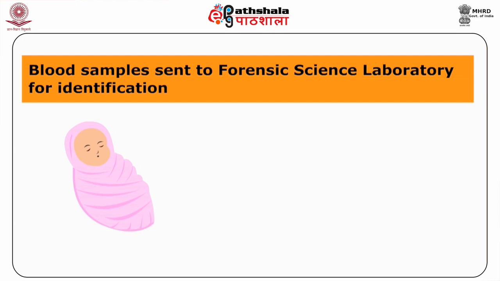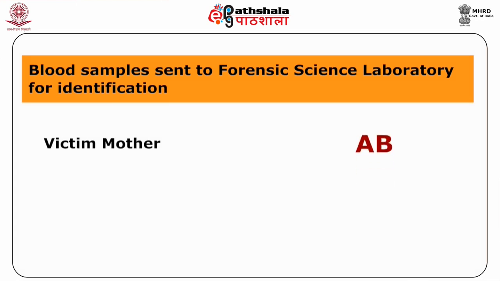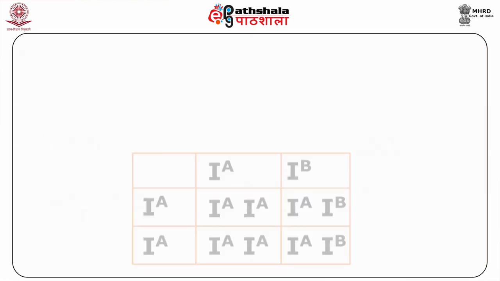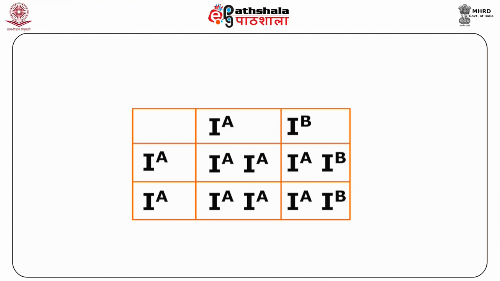Blood group of the child is AB. Blood group of the victim mother is AB, that is IA, IB. Blood group of the victim father is A, homozygous, that is IA, IA. So, as per the rule, the various probabilities will be IA IA, IA IB, IA IA, and IA IB. Therefore, the possibility of the blood group of the child of this couple will be A and AB.